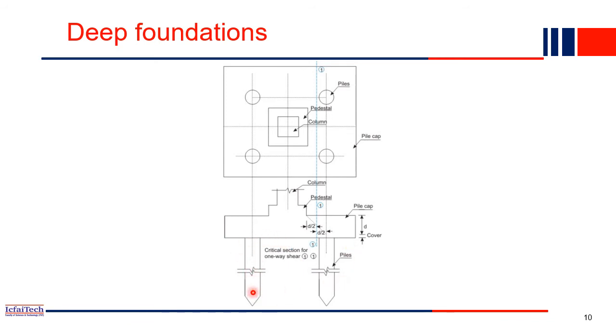Then all the piles are connected on a base that we call a pile cap. All piles are connected, so this is the pile cap, and then you have the column coming up here. This type of foundation we call a pile foundation, and we go with it when the soil bearing capacity is very low.